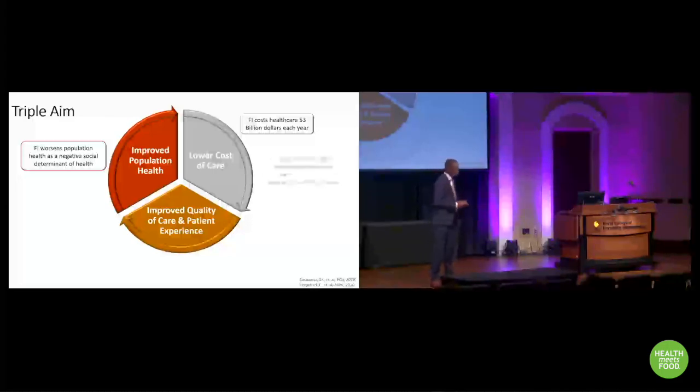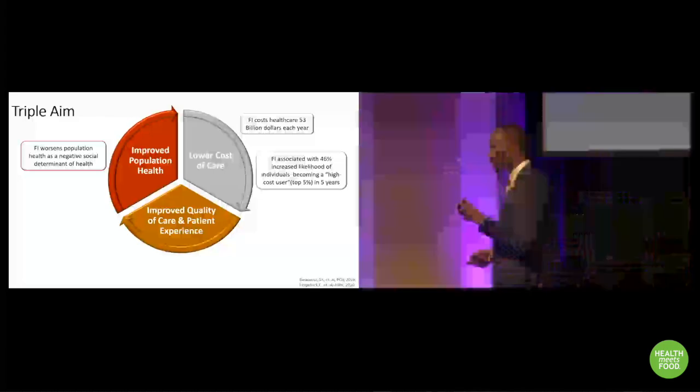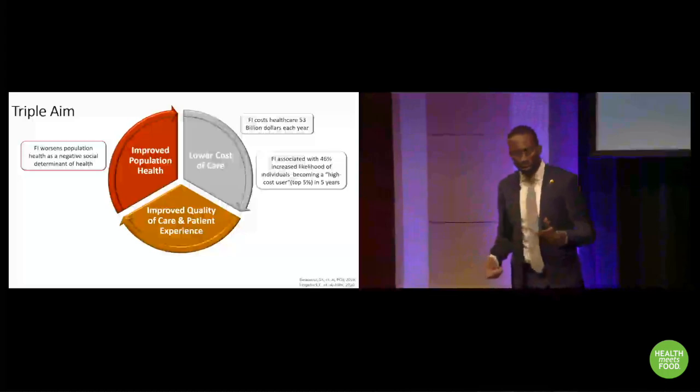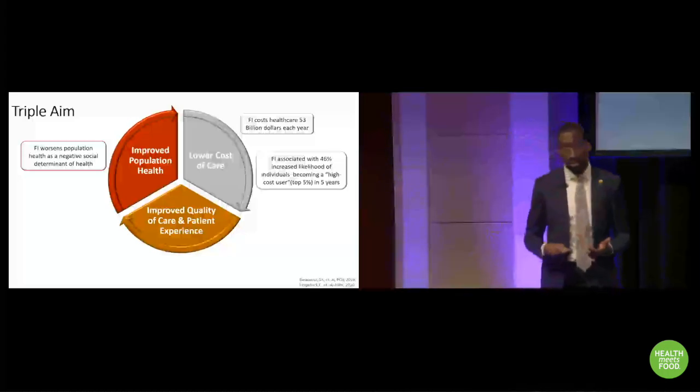When a family experiences food insecurity, they're 46% more likely to be a high-cost user in the healthcare system within 5 years. A high-cost user, top 5% user. We know these associations are rich. And lastly, we know that food insecurity doesn't improve the quality of care or the patient experience. It actually worsens it. Why?